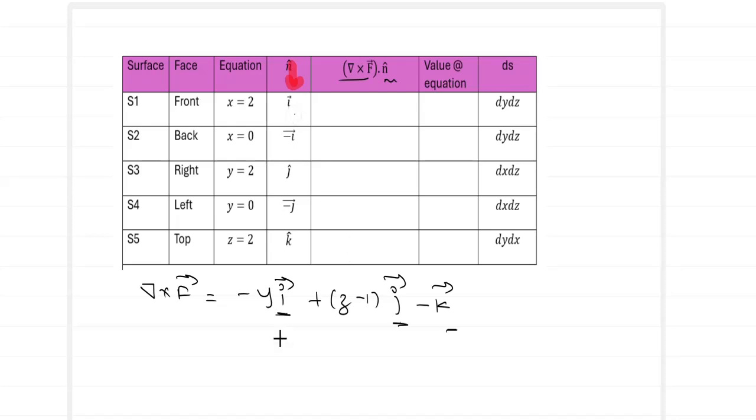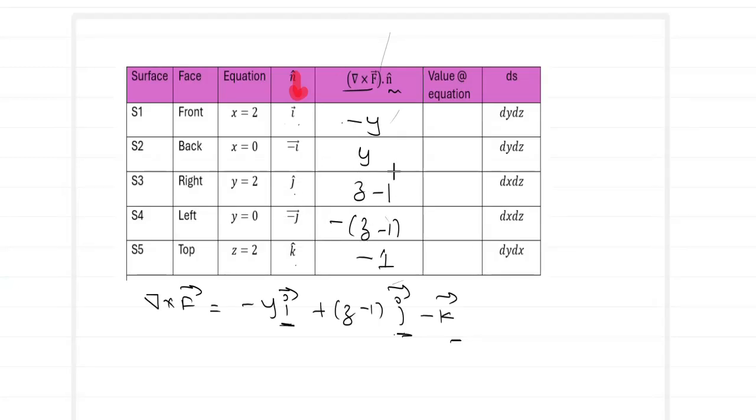So when I take i into i, I have this as minus y. i into minus i, so this is minus into minus, plus y. j dot j will give me z minus 1. What will be minus of j dot j, minus of (z minus 1)? What will be k dot k? This will be equal to minus 1. So my values for del cross f dot n cap have been got.